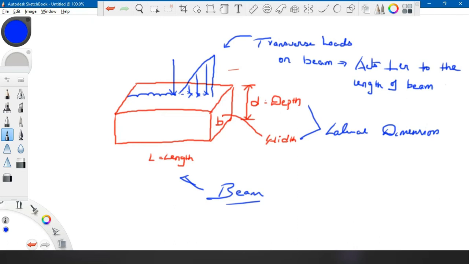And this is the nature of loading. As you can see here, these loads are acting perpendicular to the length. That is why we call these transverse loads. These are acting across the length. So based on this, now we can define a beam.